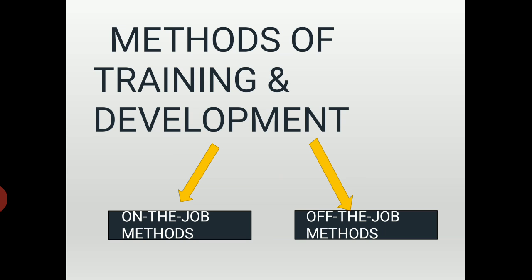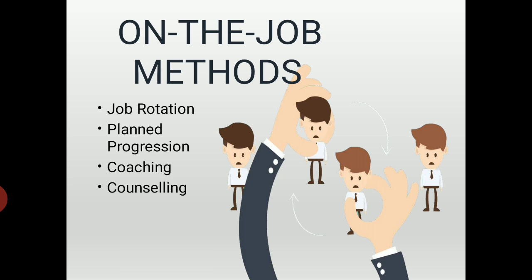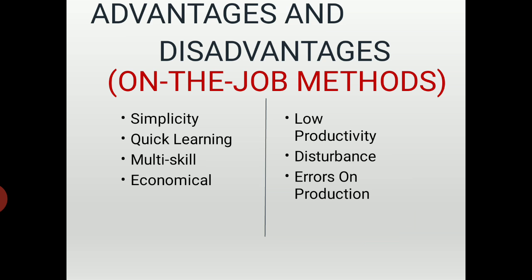Methods of training and development. It can be categorized into two things, that is on the job methods and off the job methods. On the job methods can be job rotation, planned progression, coaching, and counseling. These are the advantages and disadvantages of the on the job methods: simplicity, quick learning, multi skill, and economical. The disadvantages can be low productivity, disturbance, errors on production, etc.